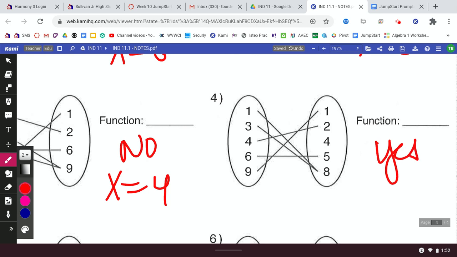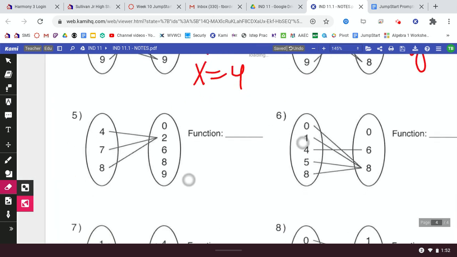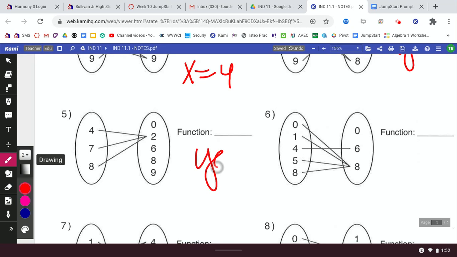It's a function. What about this? Why doesn't that matter? Because it's a Y. Y's can do whatever they want. Kind of like wives, right? We can do whatever we want. It's fine. Y's can do whatever they want. So that does not matter at all. That does not hurt our function test at all. All right. Kinsley, how about number 5? Is it a function? Okay, again, why doesn't this matter? Because it's a Y. Y's can do whatever they want, right?